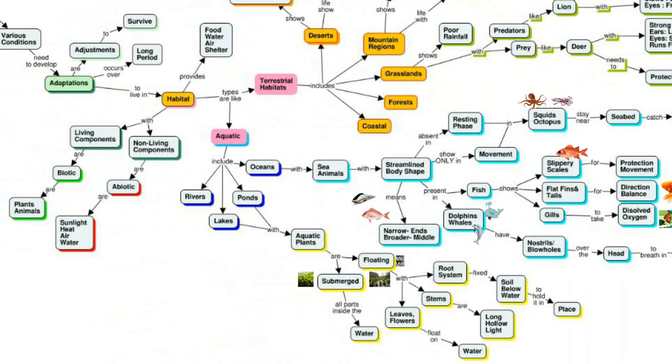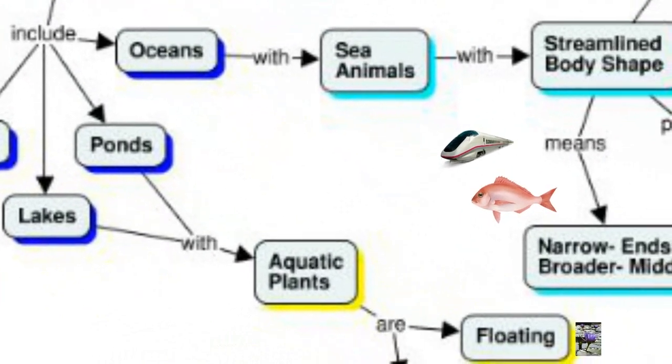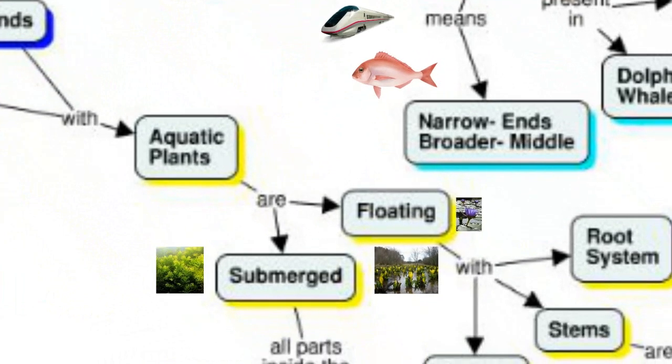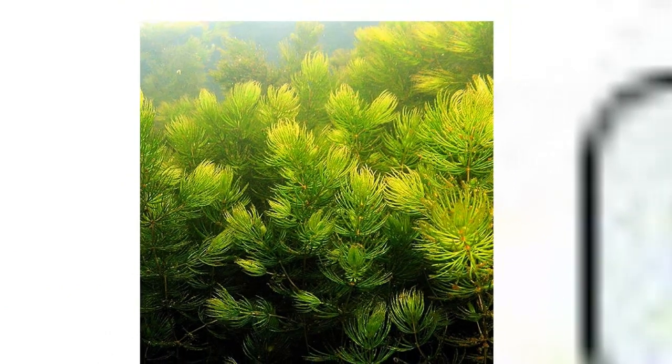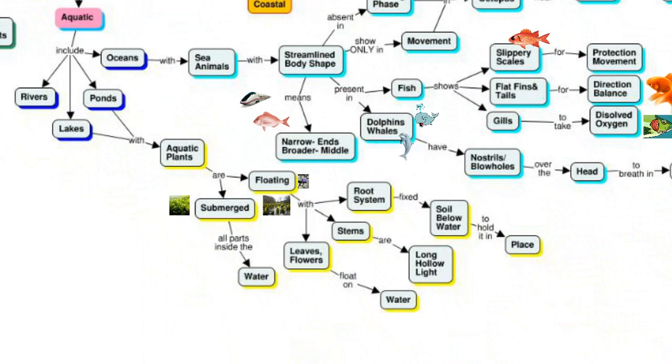Now we'll talk about the ponds and lakes. Ponds and lakes have aquatic plants. They may be floating or submerged inside the water. First we'll talk about the submerged plants. Submerged plants have all their parts inside the water.